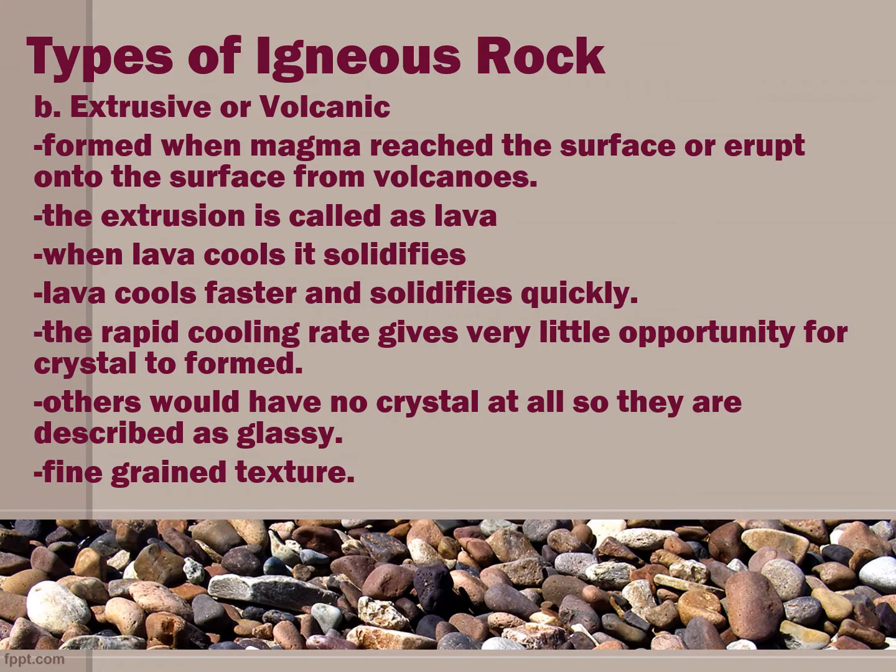Another type of igneous rocks is your extrusive or volcanic igneous rocks. Look at the term extrusive. Pag sinabi mong extrusive, nasa labas. Okay? Sa labas po, or outside the Earth's surface. The extrusion is called lava. The molten state outside. Okay? The molten state of rocks outside your Earth's surface, usually outside the volcano, ay tinatawag nating lava.